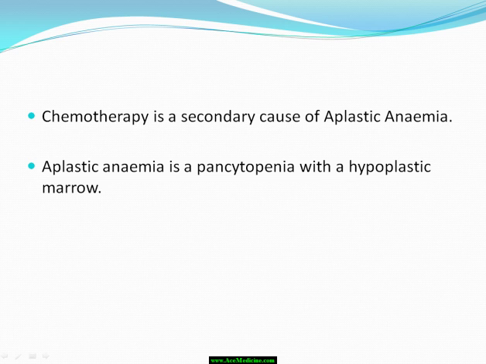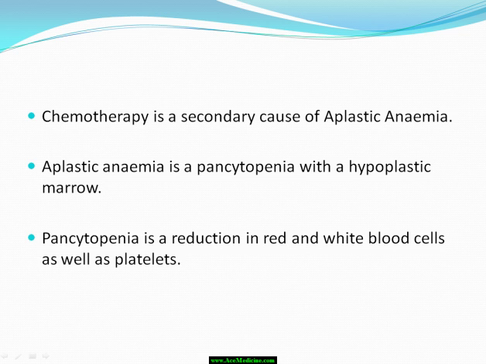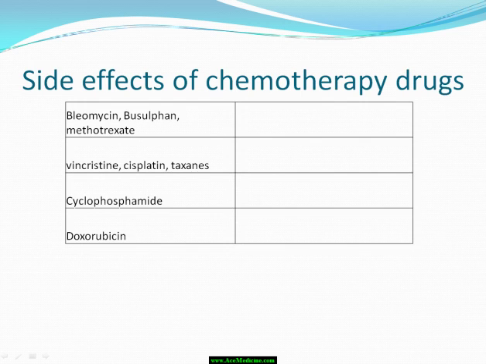Aplastic anemia is a pancytopenia with a hypoplastic marrow. Pancytopenia is a reduction in red and white blood cells as well as platelets. This is why you get the bleeding and the infection. Chemotherapy drugs are renowned for side effects.